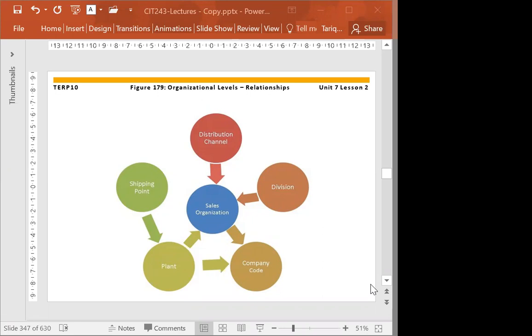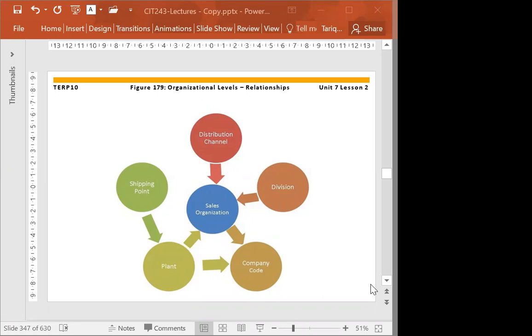It could be with many plants as well. Basically, we are saying that shipping point is linked with the plants. Shipping point is linked with the plant, not with the sales organization. It's linked with the plant.